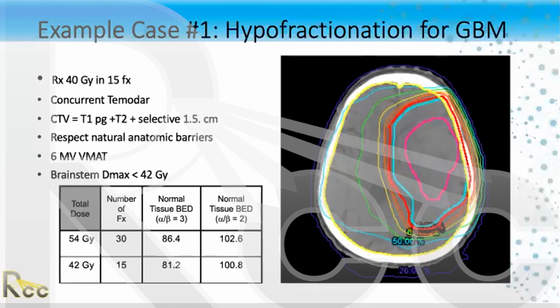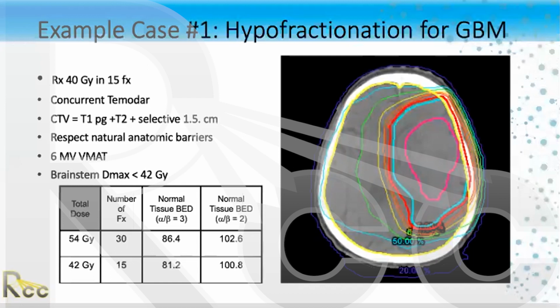So in general, no, I still use the same margins. On some protocols for those more significantly hypofractionated, the margins might be a little bit more compact. And in some cases, just use the T1 post-contrast enhancement. I think you're at risk for under-treating disease in that instance. But again, I try to keep the target for 40 gray and 15 fractions.